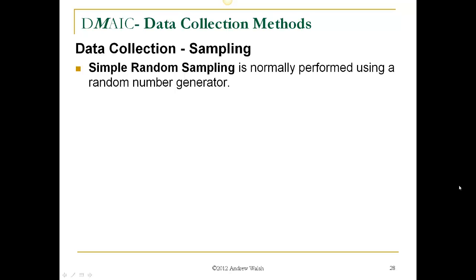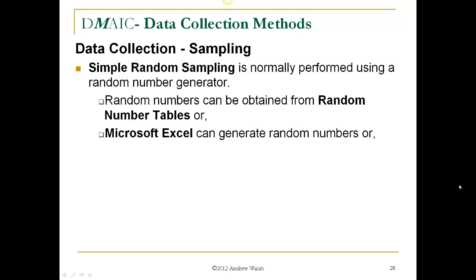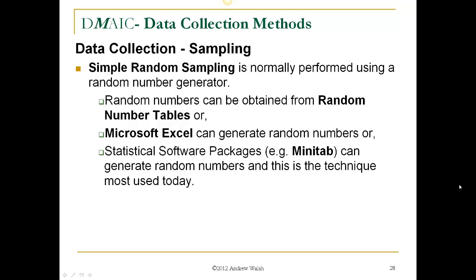Simple random sampling is normally performed using a random number generator. Random numbers can be obtained from a random number table, or Microsoft Excel can be used to generate random numbers, or more likely, statistical software packages such as Minitab can generate random numbers, and this is more likely to be used these days.